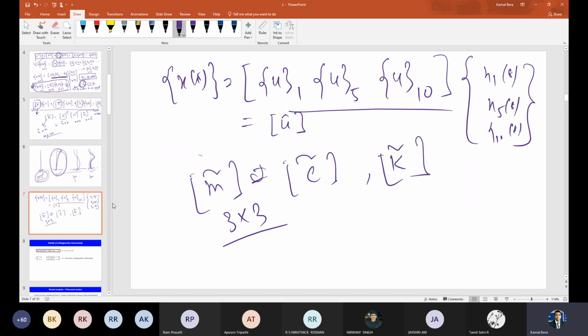So even if my C matrix is non-diagonal, that means the damping matrix is non-classical, you are still solving a very small number of equations, and you are able to obtain a reasonably accurate answer which can be used for engineering purposes.